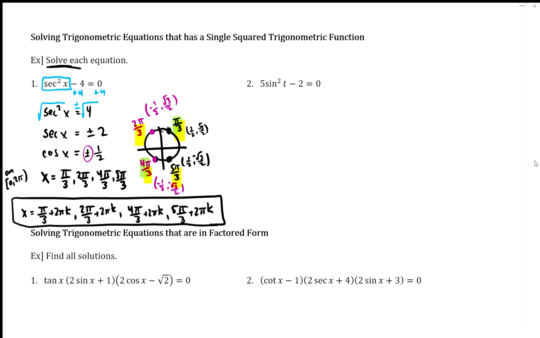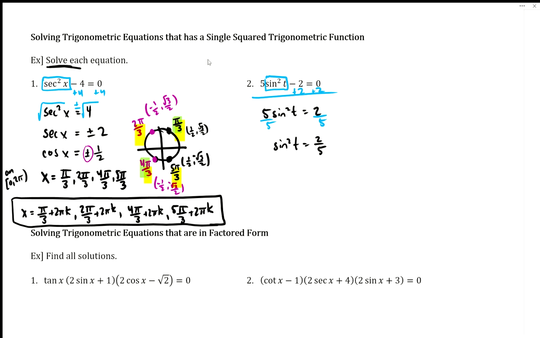Okay, let's do one more where I have a sine function. So it doesn't matter what the trig function is, but this side is the sine function. And what we'll do is, same deal, I want to isolate the trig function, get it all by itself. So that means our first step would be to add 2. So we would have 5 sine squared of t is equal to 2. Again, I'm still trying to get that trig function by itself, so we should divide by 5. And we would have sine squared of t equals 2/5.